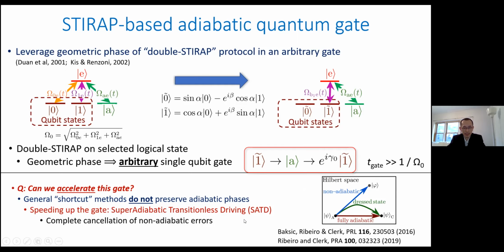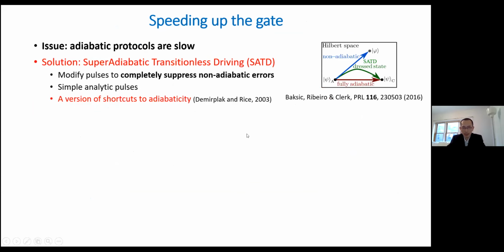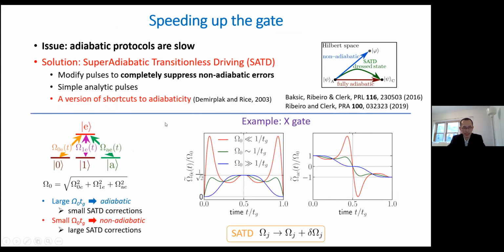And these SATD corrections only entail modifications of your pulse envelope. This modification can actually be described analytically. So to do the non-adiabatic corrections using the SATD protocol, you do not need any extra couplings or extra tones. As we have just said, adiabatic protocols are slow, so we can speed them up using the SATD approach, which completely suppresses the non-adiabatic errors, and it can be described using an analytical form.